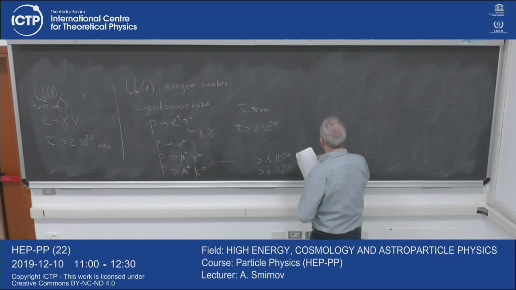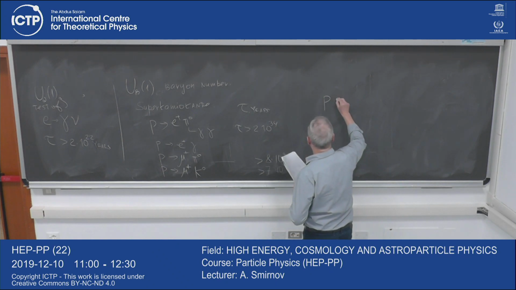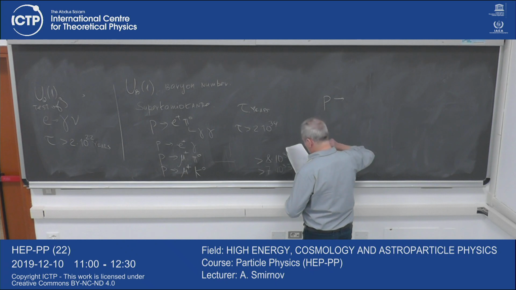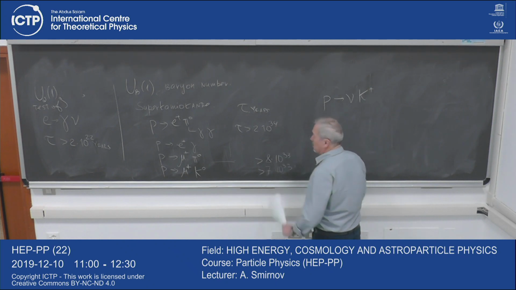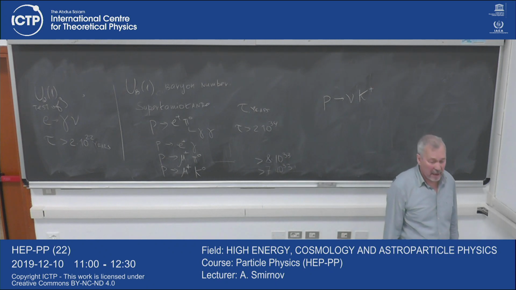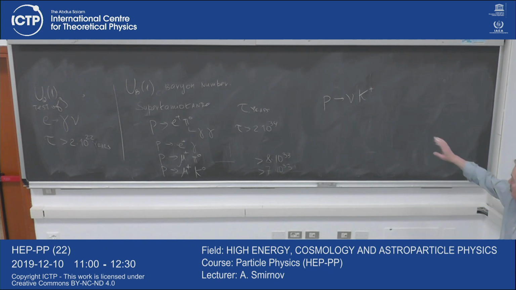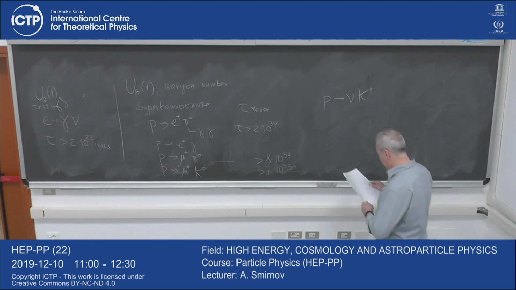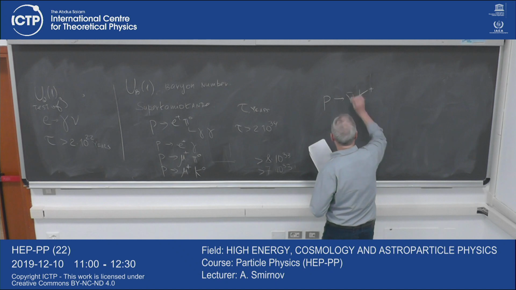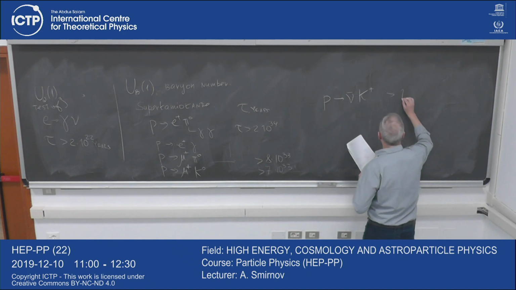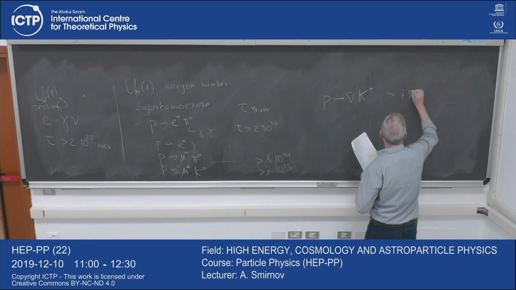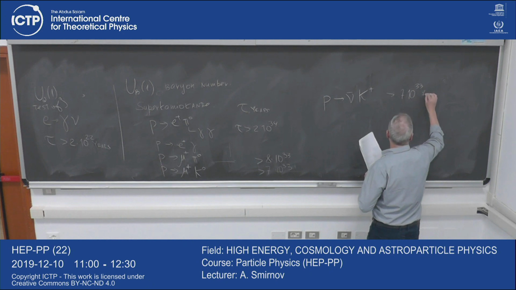Now let me continue. There is an important mode, and it is the dominating mode if you have supersymmetry, because in the case of supersymmetry it may happen that the main decay mode is of this type, with a neutrino and K plus. I think it should be an antineutrino. And the bound is again quite similar, 7 times 10 to the 33 years.